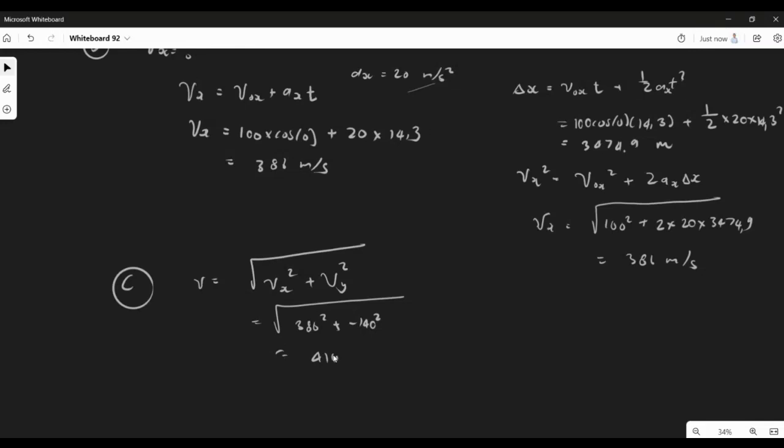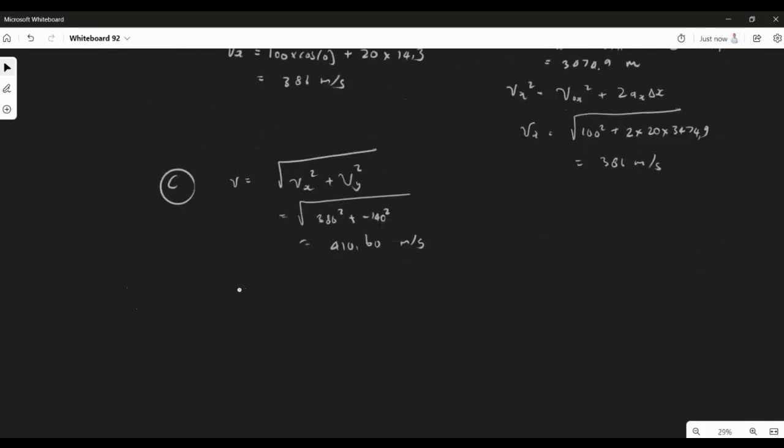You should get 410.60 meters per second. And then to find the angle, you're simply going to have to say tan of that, and that's going to be negative 140 divided by 386. It's important to keep the sign because it'll tell us exactly where it is. And if we do that, you get an angle of negative 19.94 degrees.